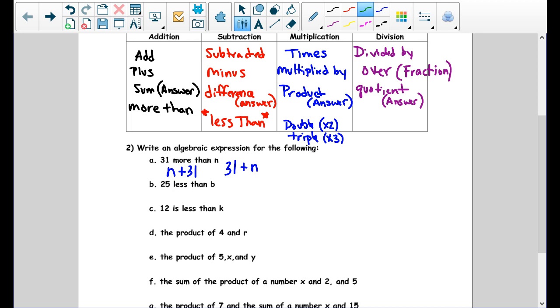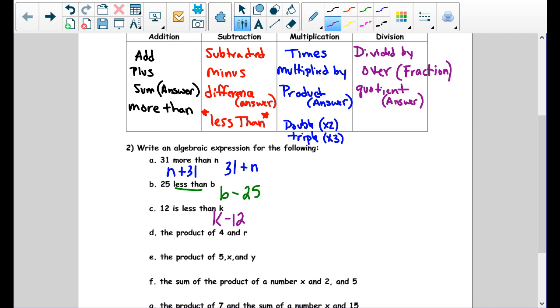Now letter B though, 25 less than B. Remember we talked about that star. Less than means subtract. This one here you have to change the order. When you see less than, change that order. B has to come first, then minus 25. So what would letter C be? 12 less than K. K minus 12. Good.